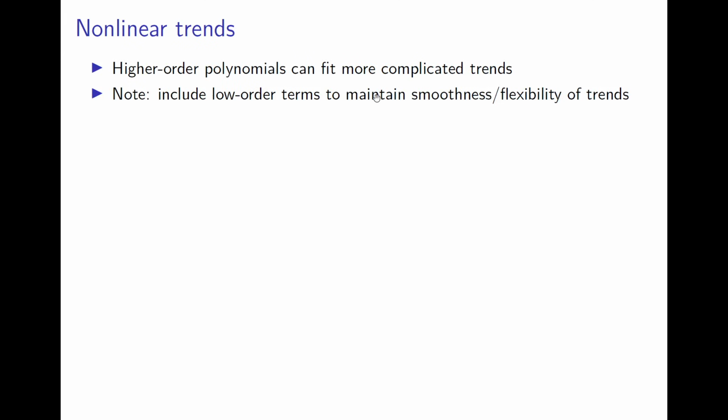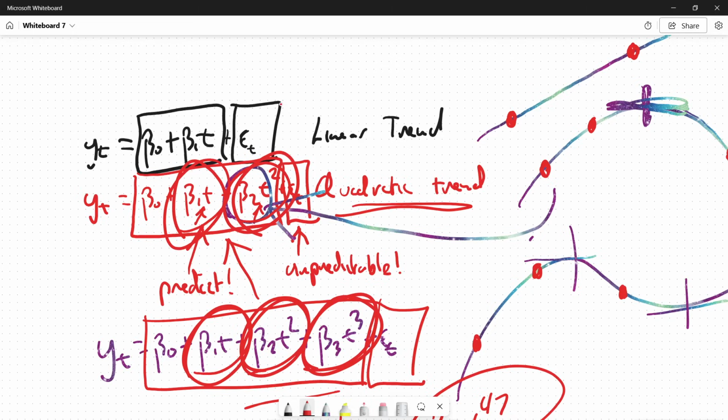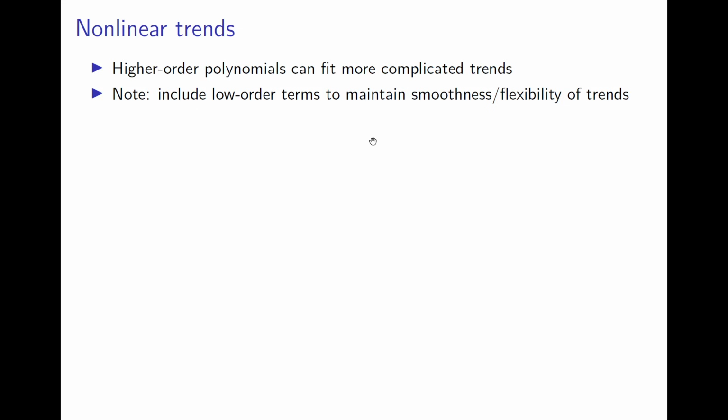Include low order terms to maintain smoothness and flexibility of trends. If you're going to do something like a quadratic trend, include this, right? Always include the first one. Don't just go straight for t squared. Include regular t and then add t squared. If you're doing cubic, include t squared, include t. There's no reason to restrict those. It's not obvious what leaving t out of a cubic trend is going to do, but it is going to put some sort of a strange restriction on how that polynomial can behave. And again, we don't want to do that because we're not really sure what that restriction looks like in most cases.